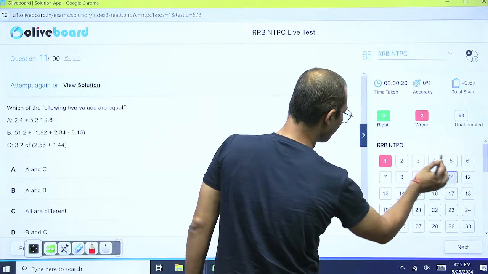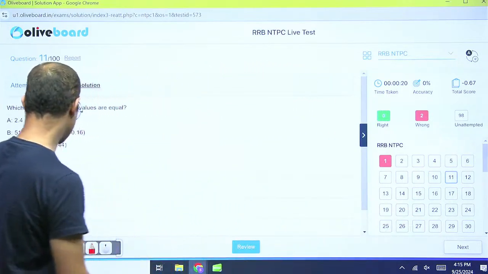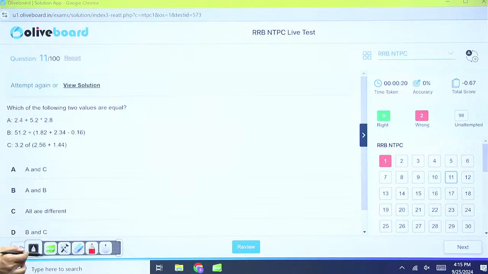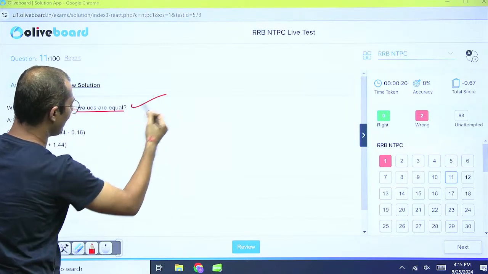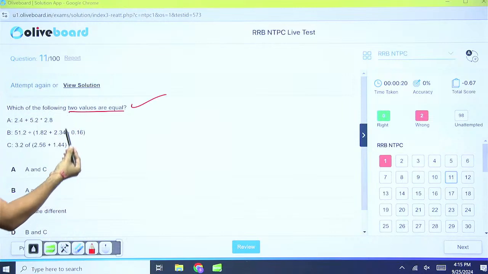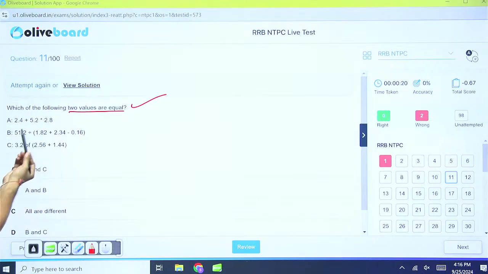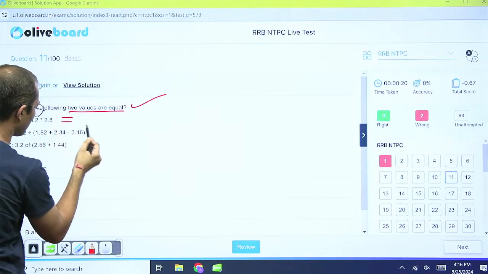Yes, please tell me what would be the answer for this question. This question is saying which of the following two values are equal, right? So we have to check which two are equal, right? So this is a normal simplification question.